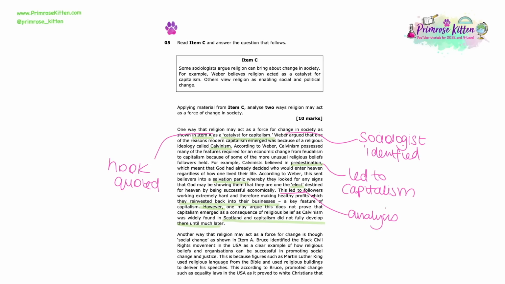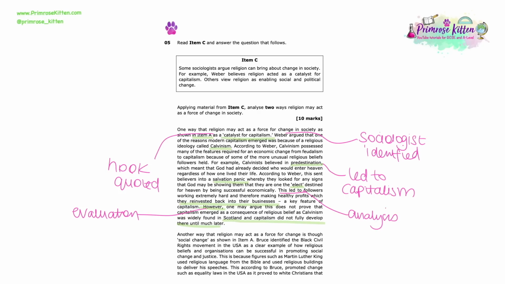Finally, hopefully you can see the evaluation is crystal clear there, the term being however, that shows the examiner that we are now moving on to criticism, and here we are using the idea that actually we cannot apply Weber's ideas about Calvinism and the emergence of capitalism to all areas of Western and modern Europe, and the example there is Scotland, where there was a larger proportion of Calvinists, but capitalism did not emerge till much later.